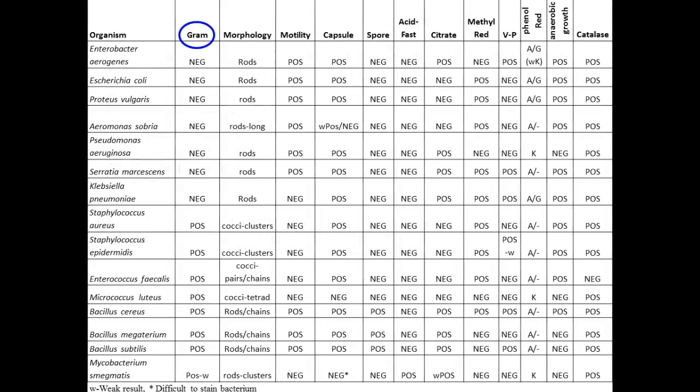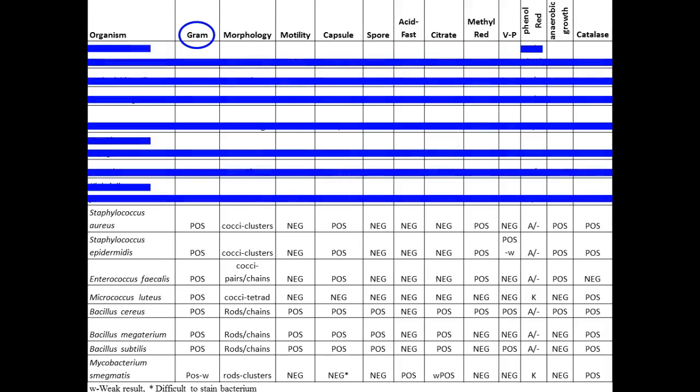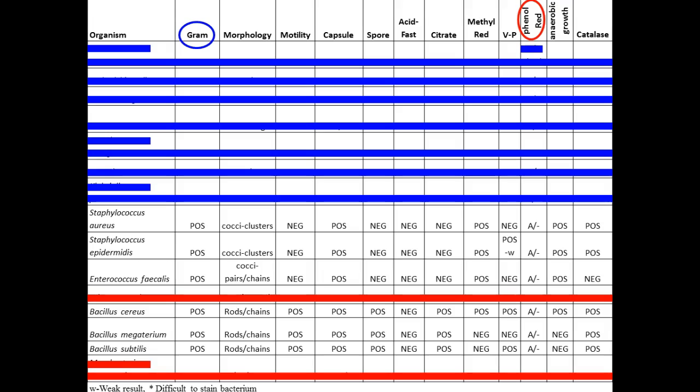So let's look at this. Gram divides our list in half. We can cross out all the gram negatives, which leaves us just gram positives. When you look at phenol red, it eliminates 2 of the choices because they were K. So that leaves us with 6 choices.